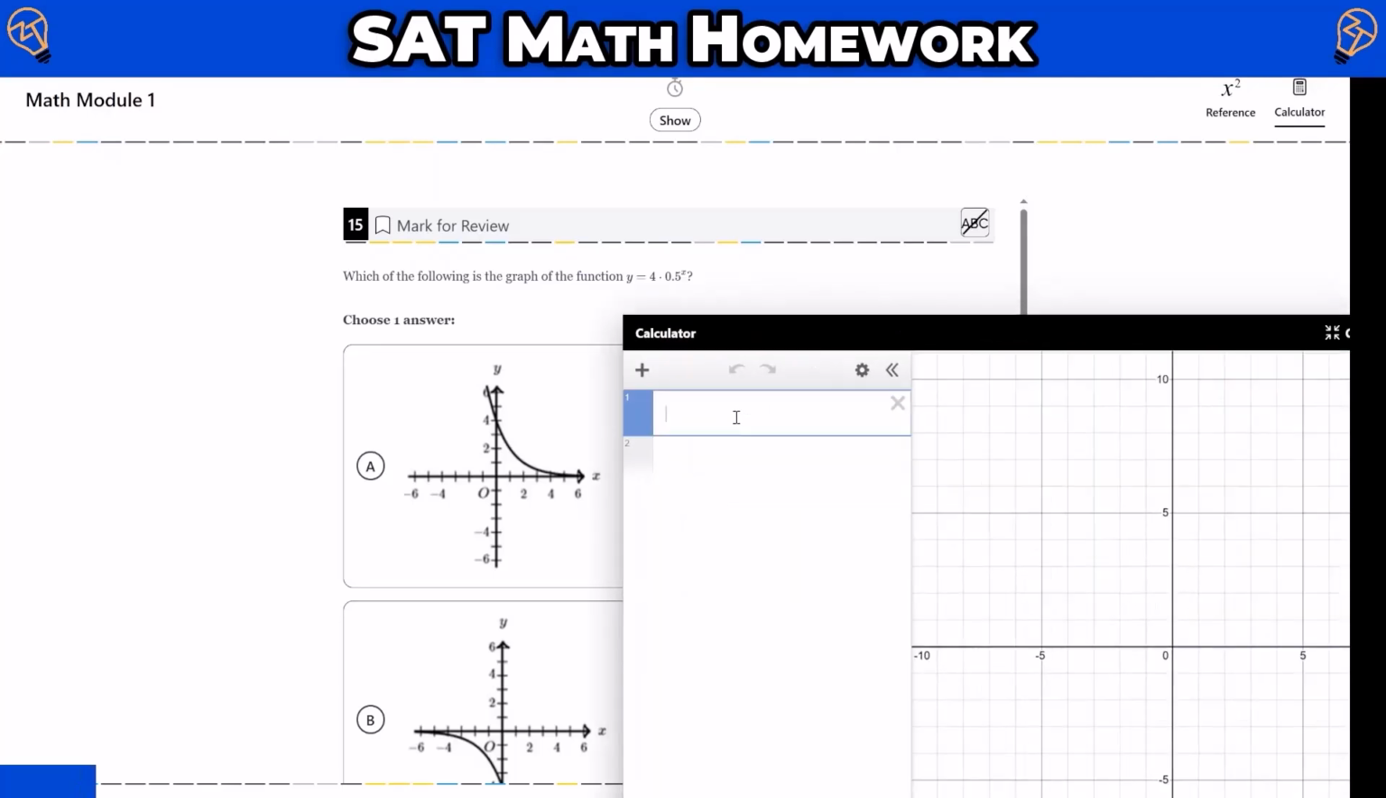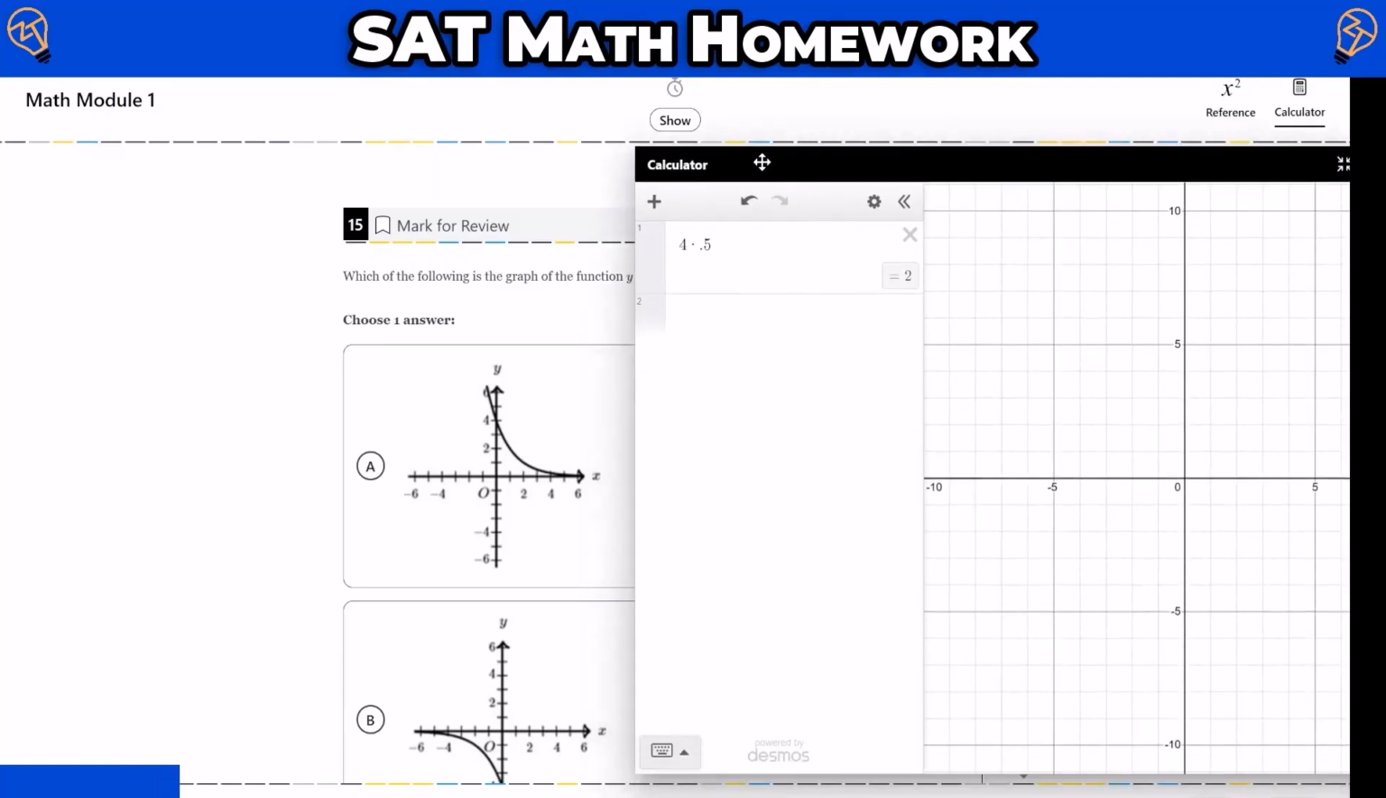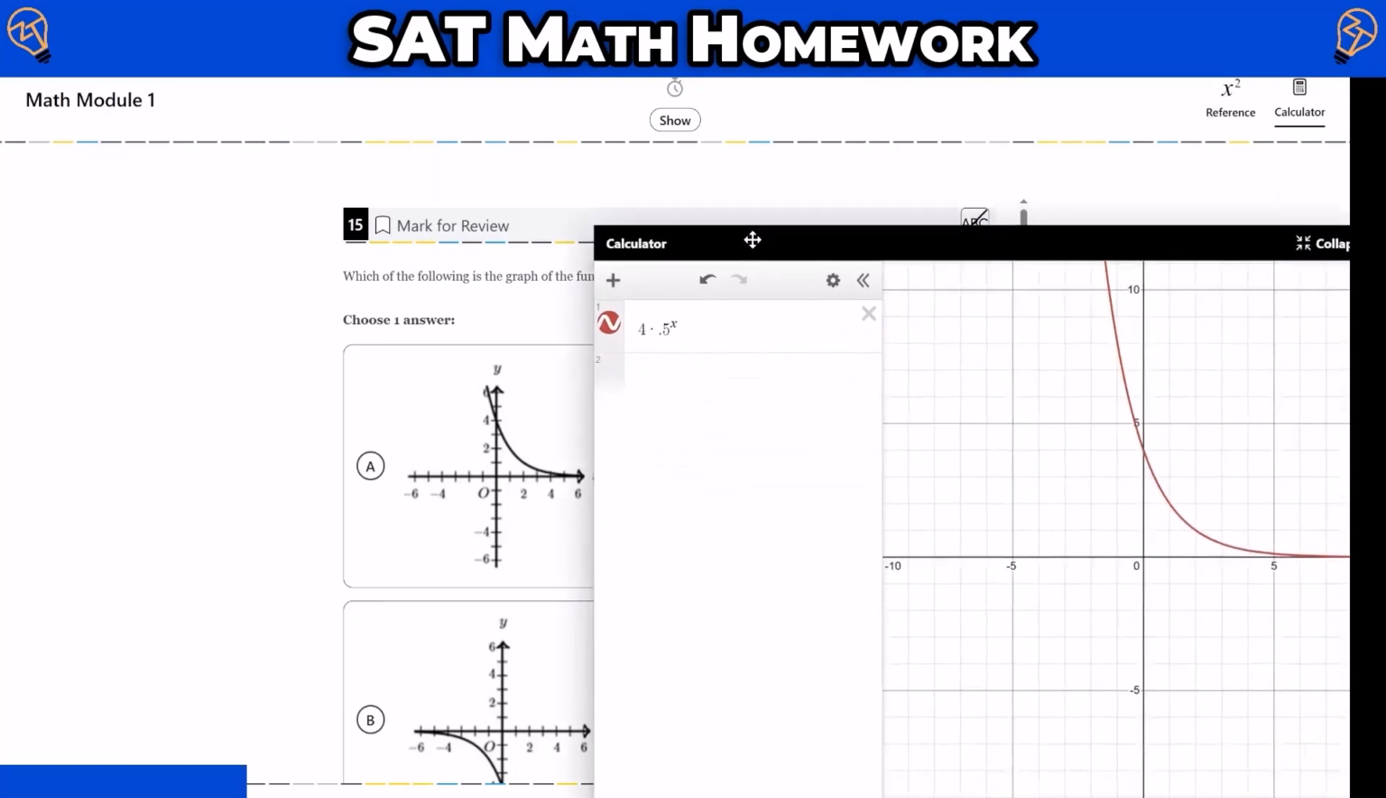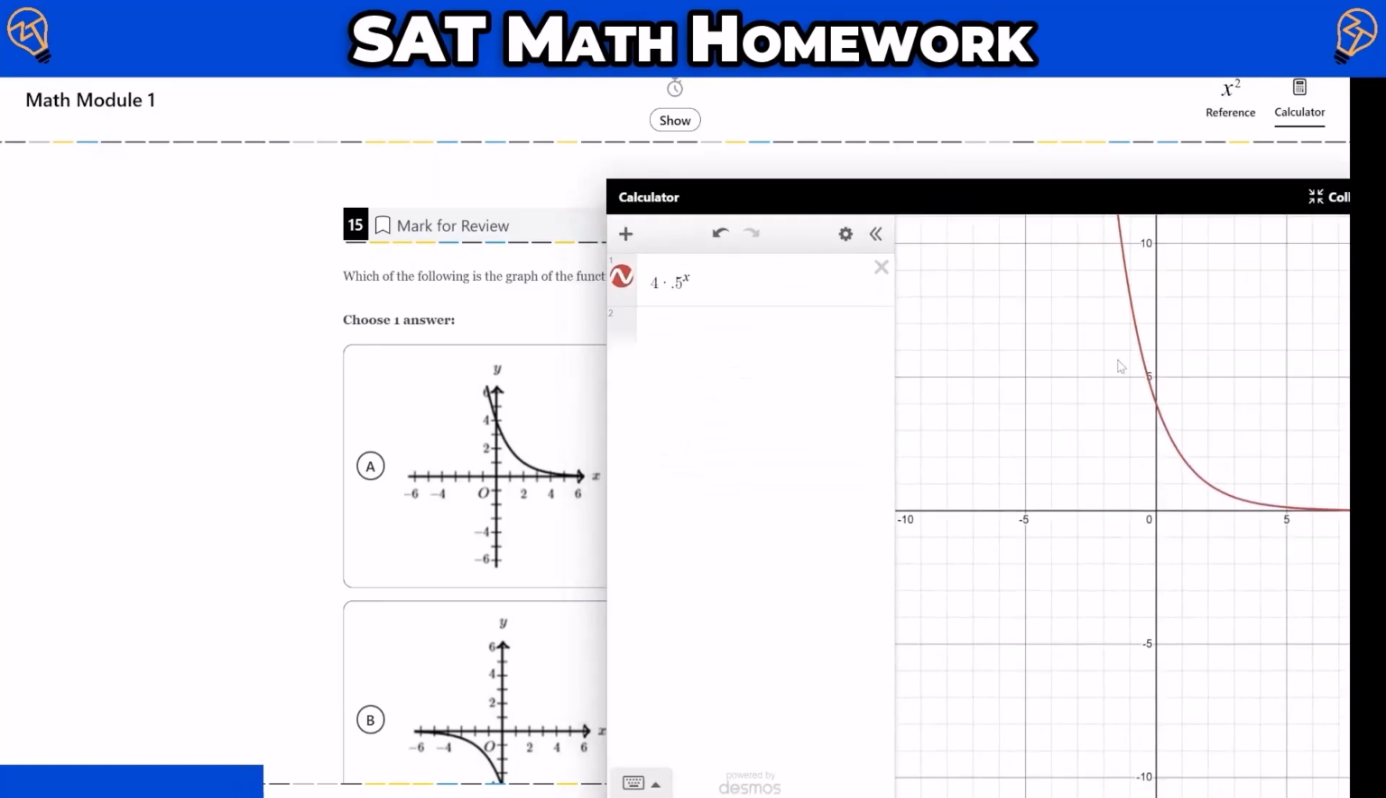You don't even have to put y equals, you can if you want, but I'll put 4 times, which I just pressed Shift and 8 to do so, 0.5, and you could use the keyboard that's provided by College Board down here, or you could just press Shift and 6, which does the exponent for you, and you'll type the x. So we'll go ahead and take a look here, and we can see it looks like exponential decay.